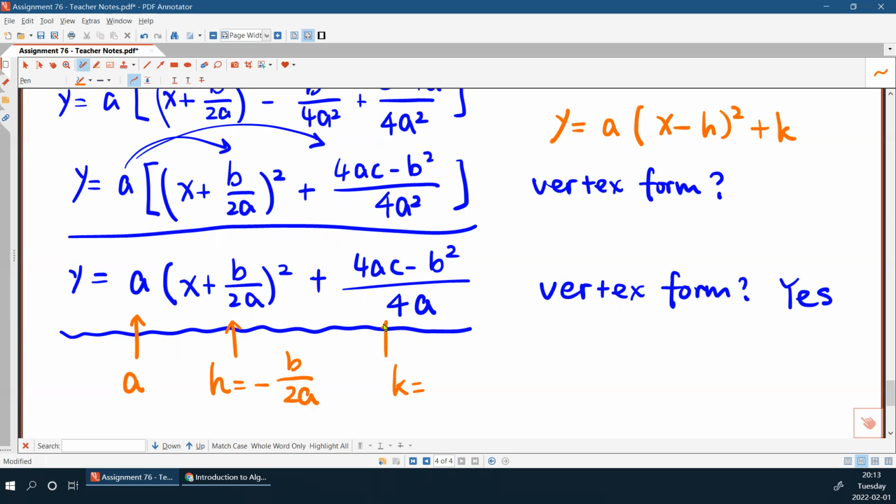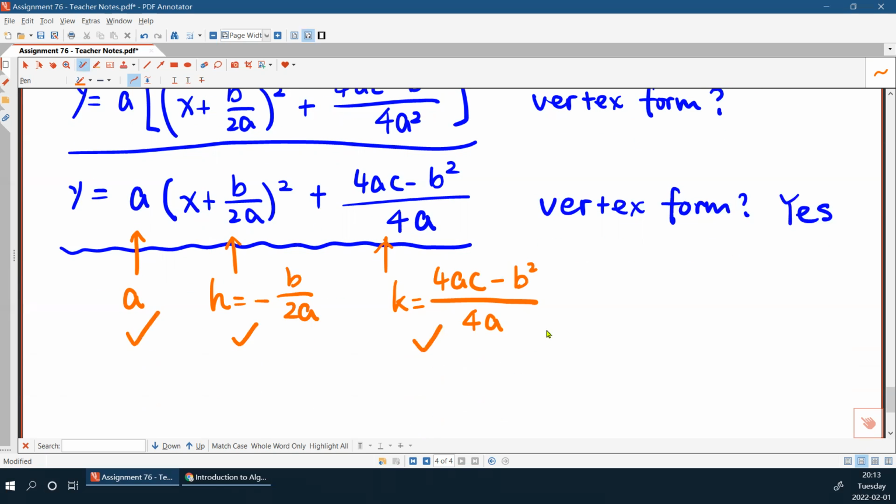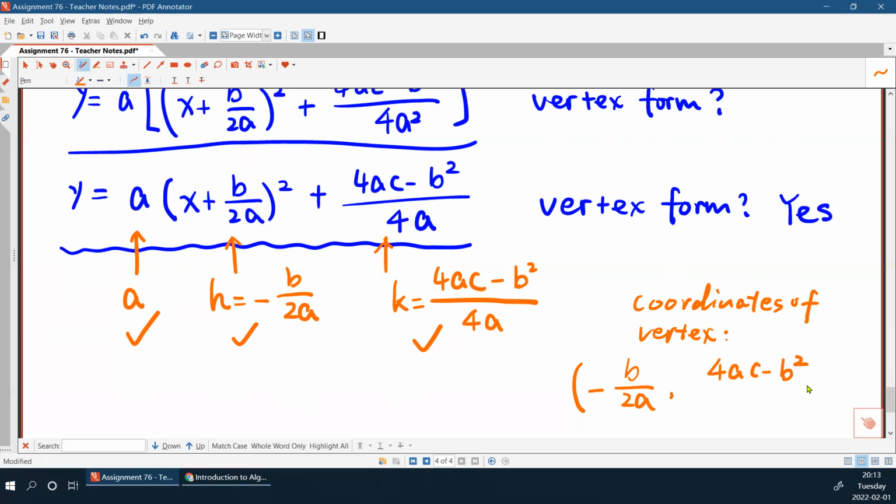It's just the last part. Yes, this is the last part, right? k is 4ac minus b squared as the numerator, and 4a is the denominator. So now we have our a, h, and k, right? So can you tell me the coordinates of the vertex now? It's negative b over 2a and 4ac minus b squared over 4a. Yes, that's correct.